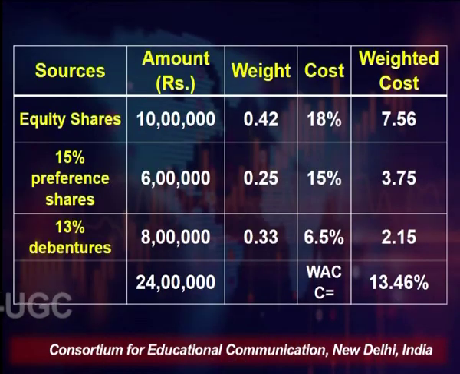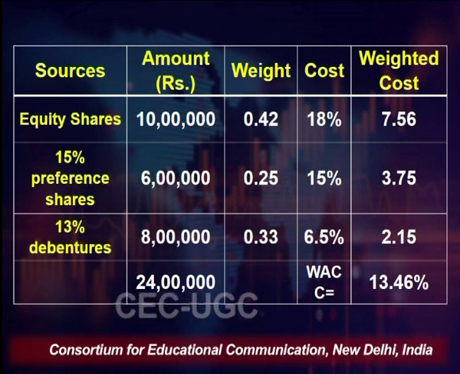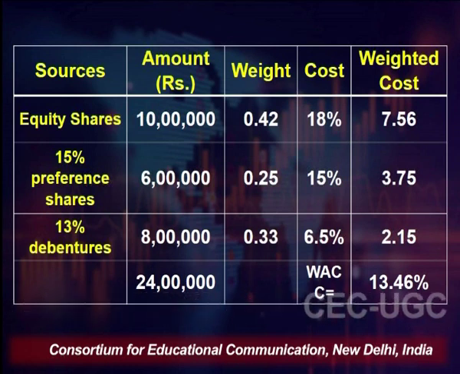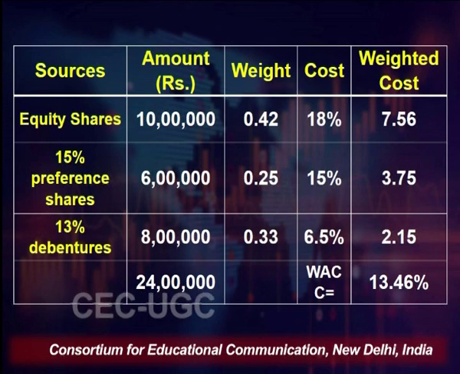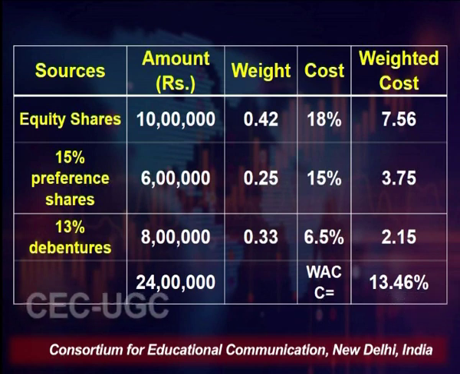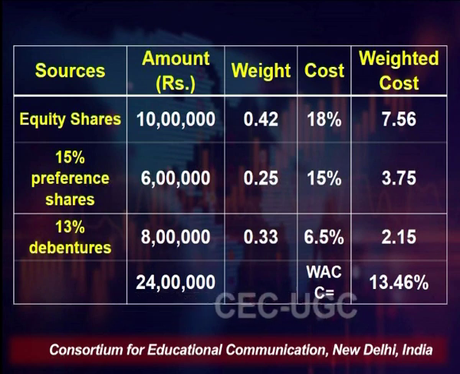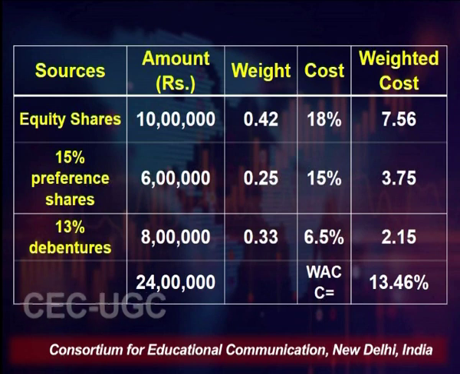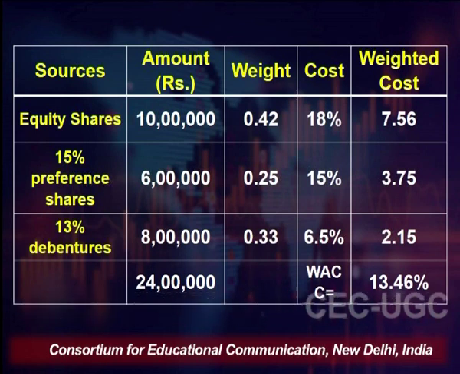So, weights, how we have calculated the weights? 10 divided by 24, that means 0.42 is for equity shares. 6 lakh divided by 24 lakh, we will get the weight of preference shares in this capital structure, that is 0.25, and then 8 lakh divided by 24 lakh, this will give us the share of debentures, that is 33% in this case. The specific cost of capital that we have already calculated, 18% for equity, 15% which was given for preference shares, 6.5% for debentures. Now, we will multiply these values to get the values in the last column.